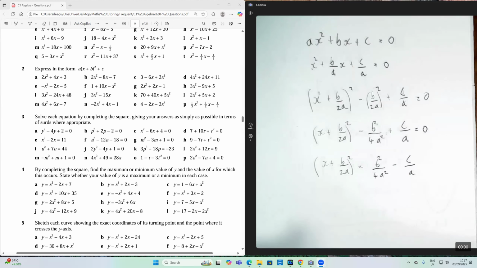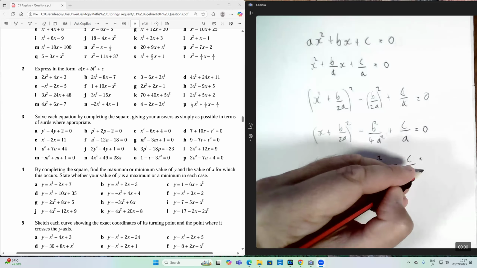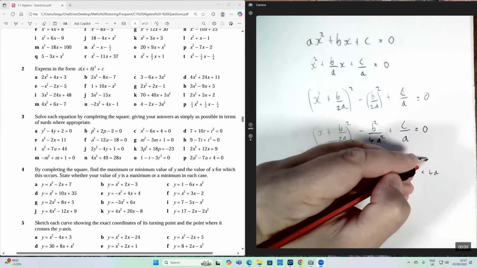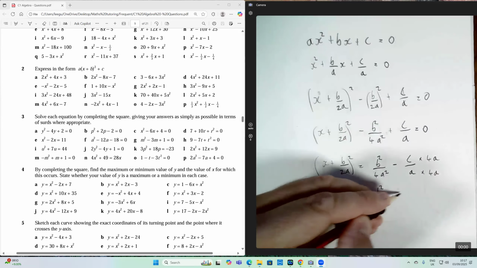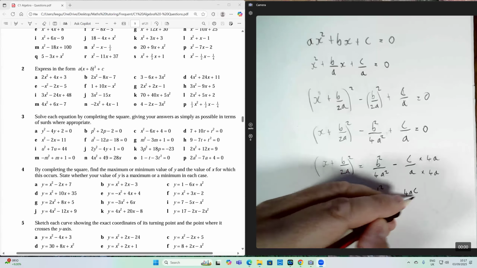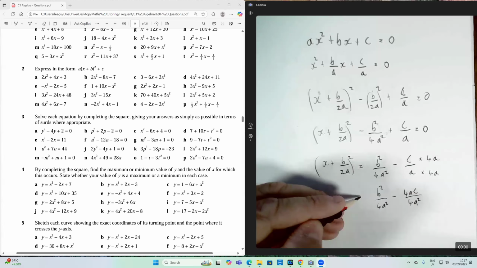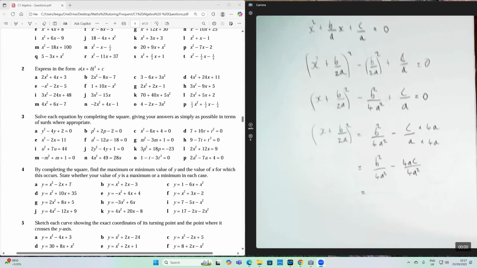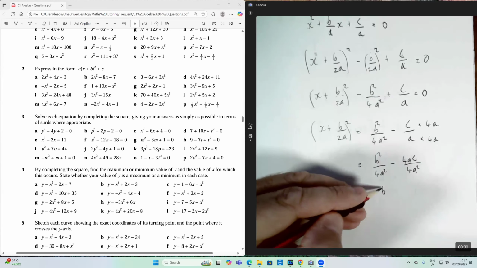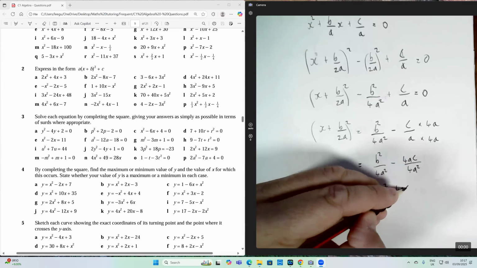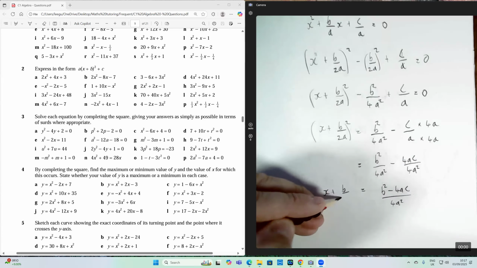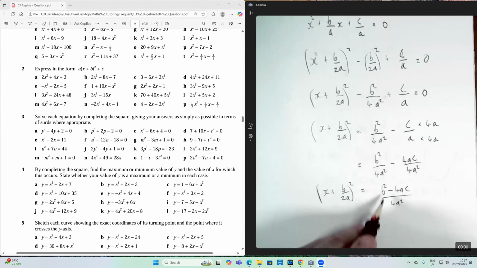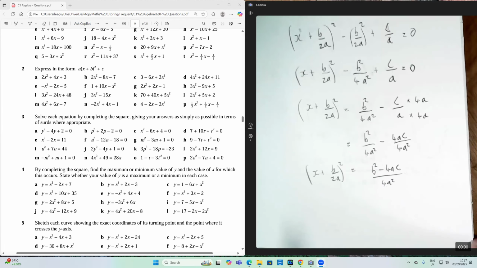Now the next step is I'm going to combine these two fractions to get a common denominator. The common denominator is going to be 4a squared. So I'm going to multiply the numerator and the denominator here by 4a. So I've now got b squared over 4a squared minus 4ac over 4a squared. And as these two fractions now have a common denominator, they can be combined into one fraction. So it becomes b squared minus 4ac over 4a squared. And those of you that are familiar with the quadratic formula can see that the discriminant is starting to emerge from this rearranging.